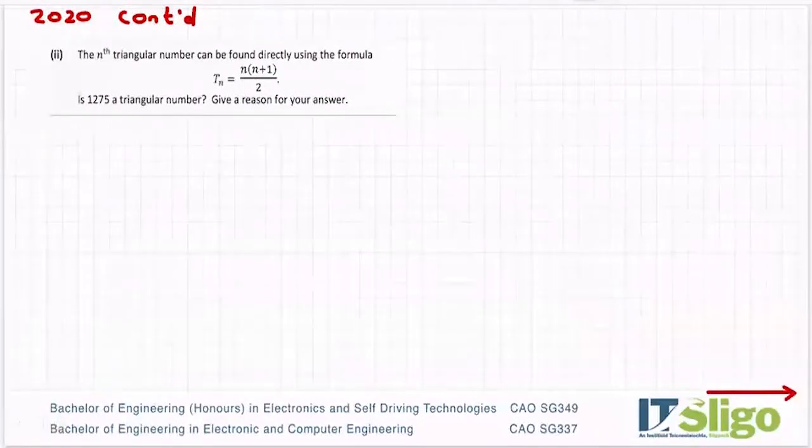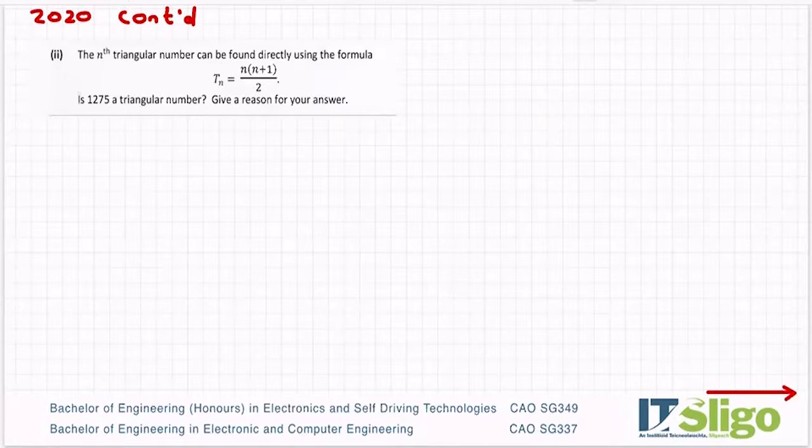Okay, so this is part 2. The nth triangular number can be found directly using the formula Tn is equal to n times n plus 1 all over 2. Is 1275 a triangular number? Give a reason for your answer.